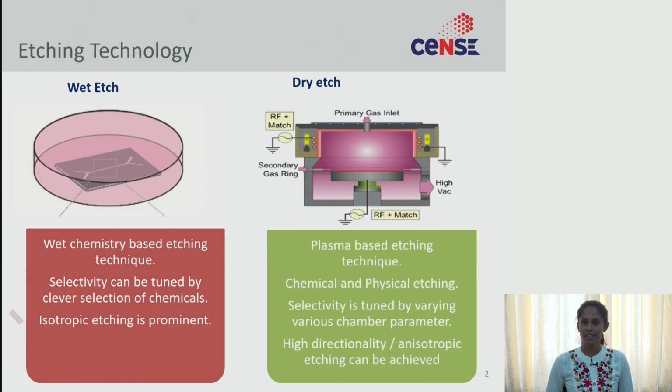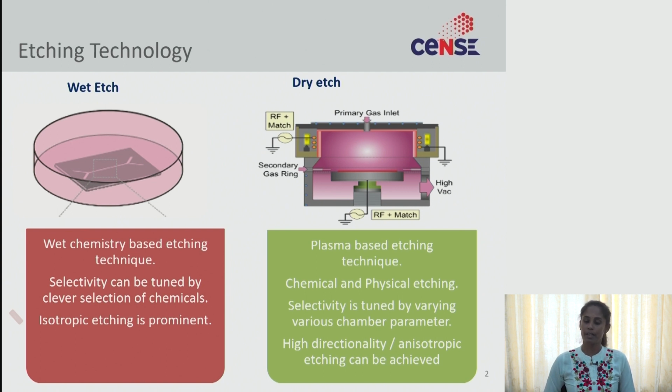In wet etch, people are using pure chemicals. By using chemicals, we are doing a pure chemical etching. When it comes to plasma, we are applying a RF power to a pair of electrodes of an etch chamber.